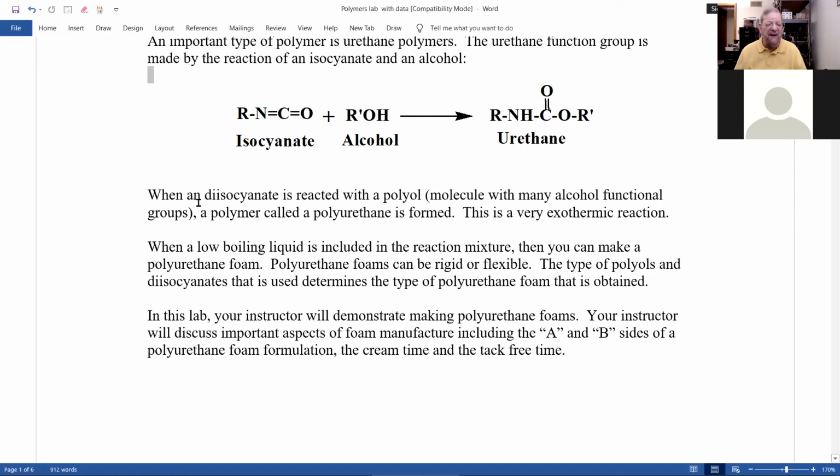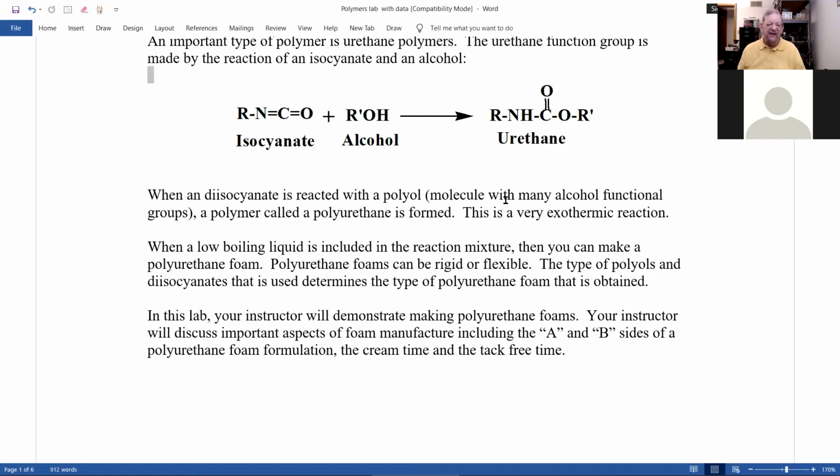And when you make a polyurethane, you use a diisocyanate reacting with a polyol. Poly, many, OL, alcohol. It's a molecule that has many alcohol functions in it. And when you react it, you make a polyurethane. Now, this is a very exothermic reaction. If we were in the lab, you'd prove if I was lying to you or not.